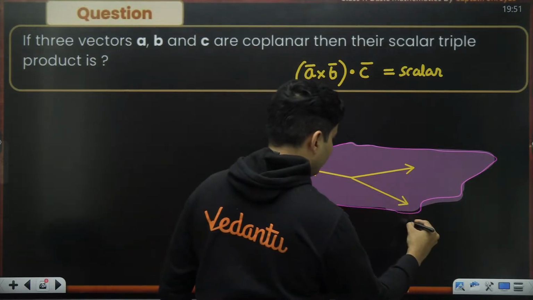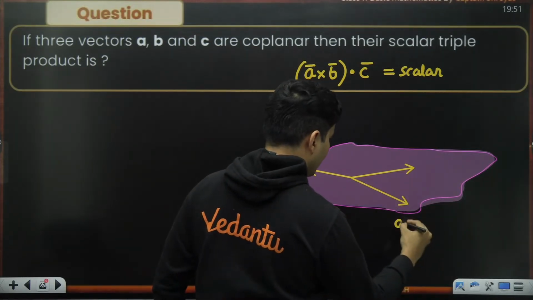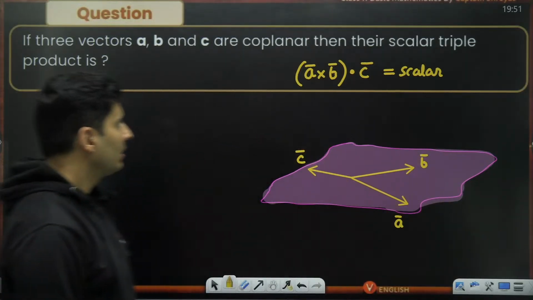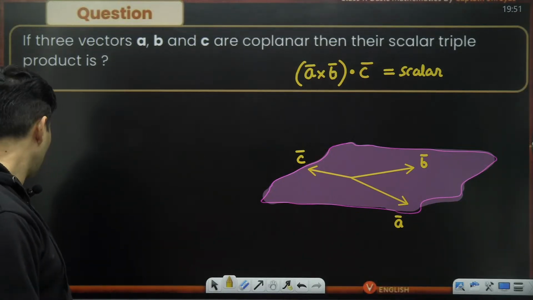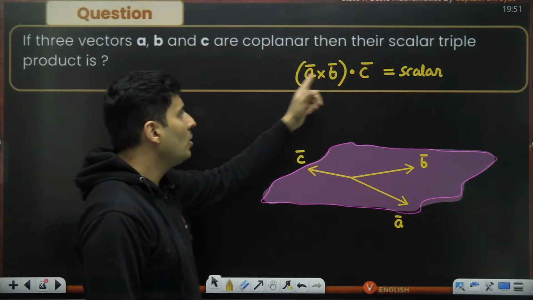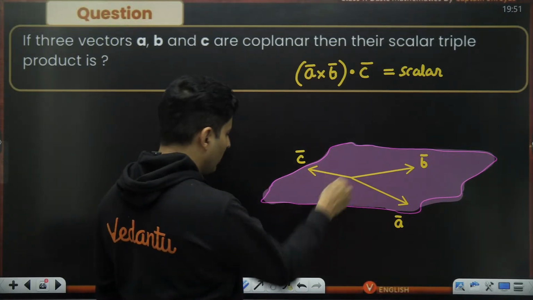So this is vector A, this is vector B, and this is vector C. They're all coplanar vectors. That means they are in the same plane. Okay. Now observe this. If I do A cross B, take your right hand, four fingers, A cross B.